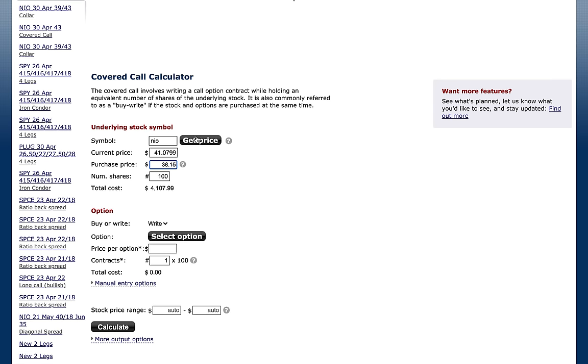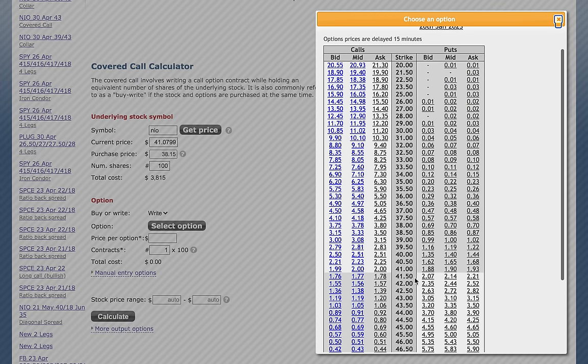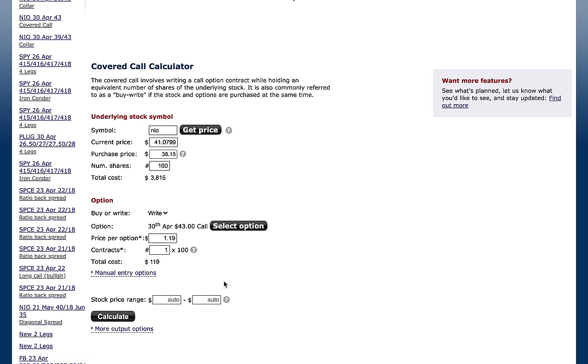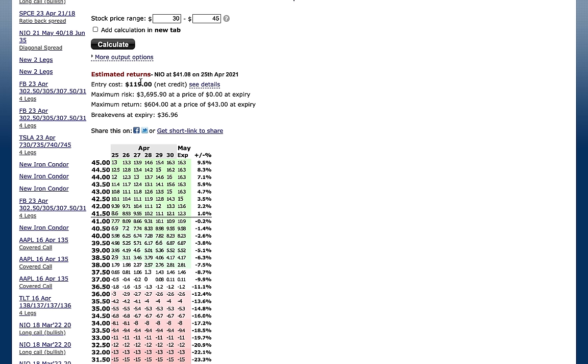We're going to go ahead and click on this and then we'll sell the call. Remember, we're selling the 43 strike call here. And then the range we chose 30 to 45. So let's compare it here now without buying that protective put. So let's go ahead and calculate this. Well, now we're going to receive $119 instead of $19. So we are receiving $100 less, right?